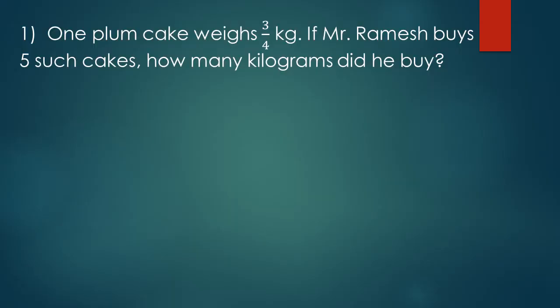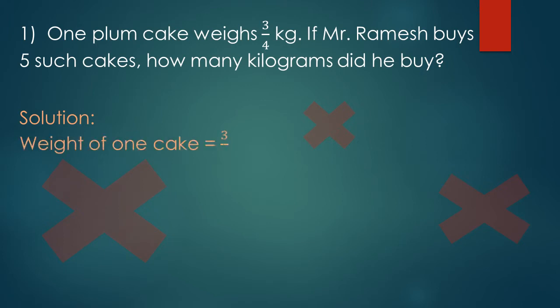Question number 1. One plum cake weighs 3 upon 4 kg. If Mr. Ramesh buys 5 such cakes, how many kilograms did he buy? Write down the solution and tell me what we have to do in this question. Multiplication or division? See, the weight of one cake is given and we have to find out more. So what we have to do? Yes, multiplication. So the first statement is: weight of one cake is equal to 3 upon 4 kilogram.